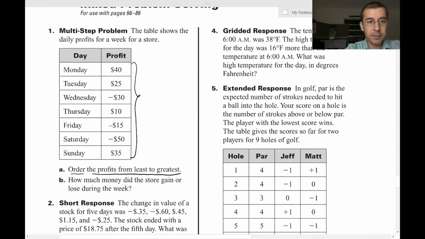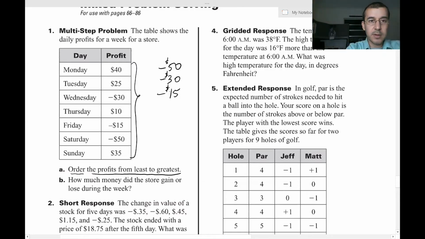Least, so we have negative numbers, so we have to see which one is the greatest negative number. So that one is Saturday, minus 50. So minus 50 is first, and this is all dollars. And then it's another negative, minus 30. And then minus 15.